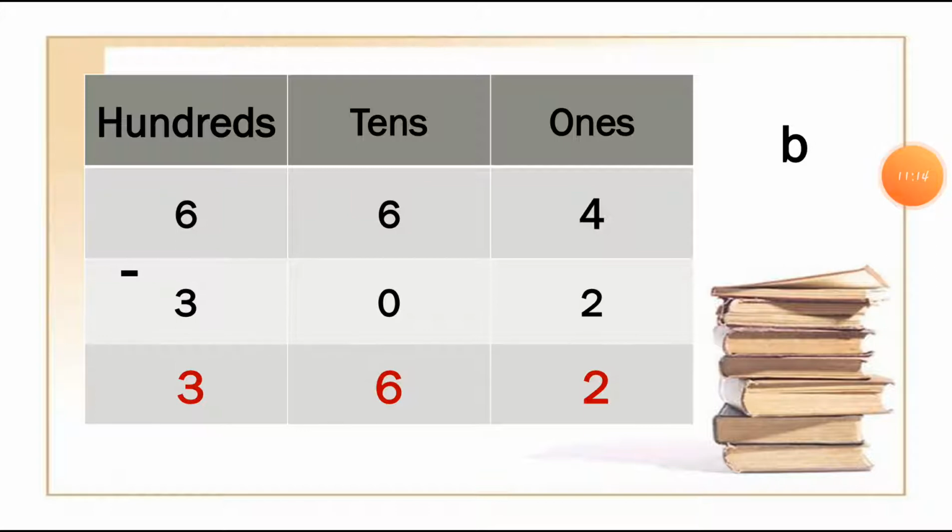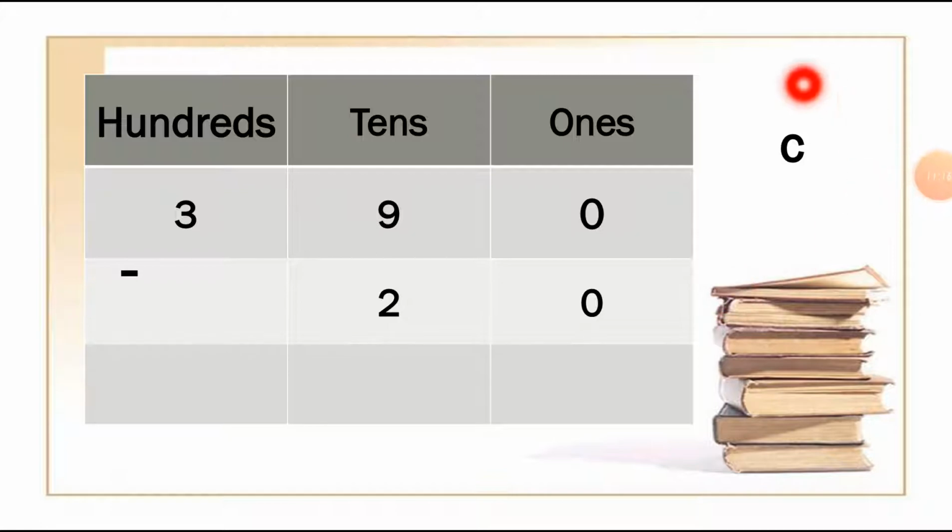Now the next sum, which is sum number C. Here is sum number C. You can see this. Let's start solving this. 390 minus 20. You have to write 20 after 390 this way, and just keep the hundreds box empty.